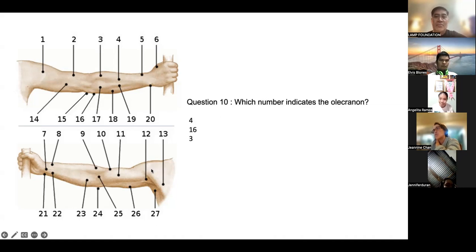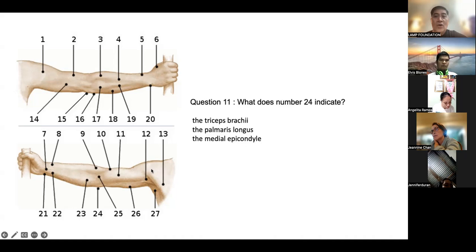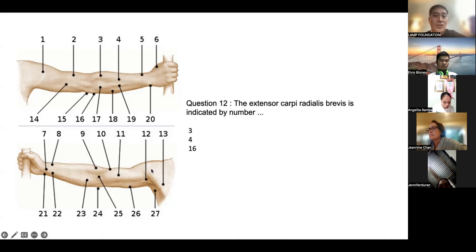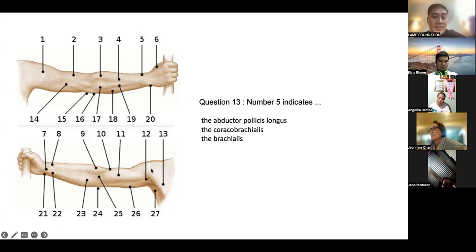Okay. Which number indicates the olecranon? Number 16. Very good. What does number 24 indicate? Medial epicondyle. The extensor carpi radialis brevis is indicated by number what? 3. Yes. Number 5 indicates abductor pollicis longus. Pollicis longus. That's how the lump people pronounce it.